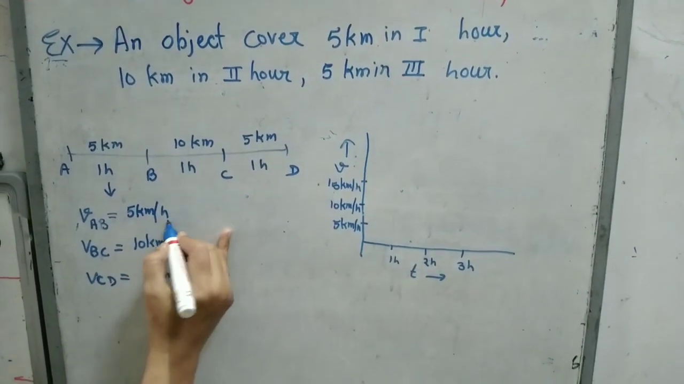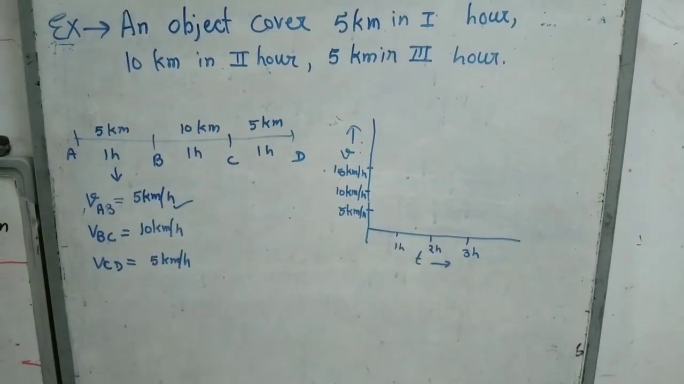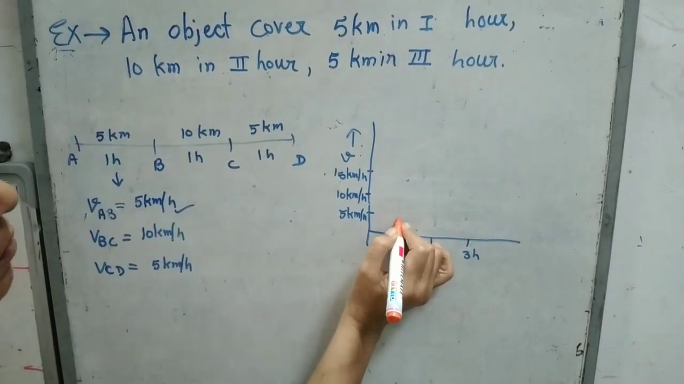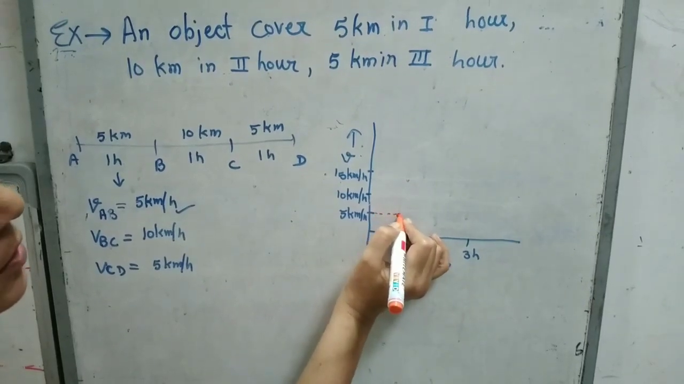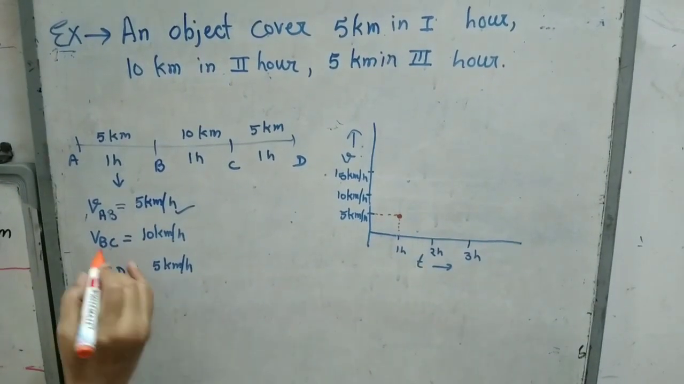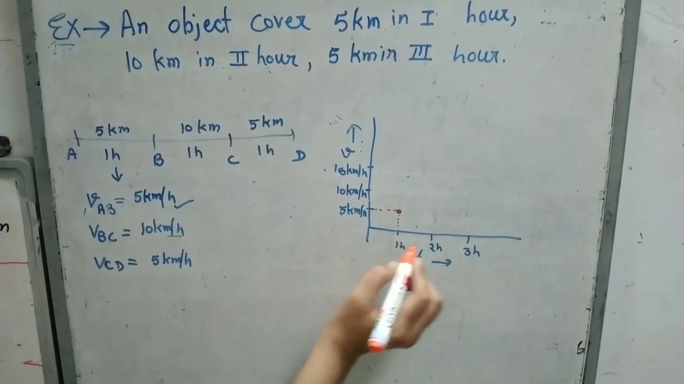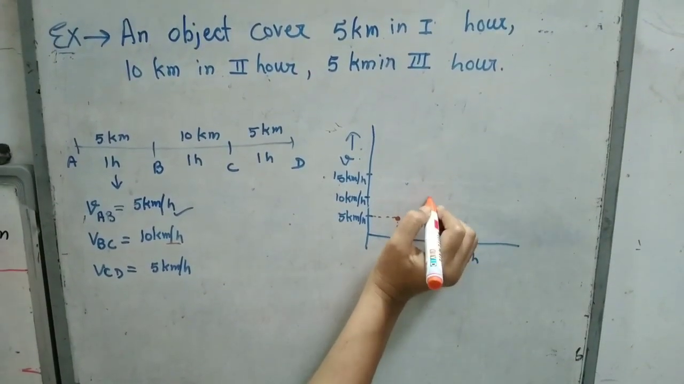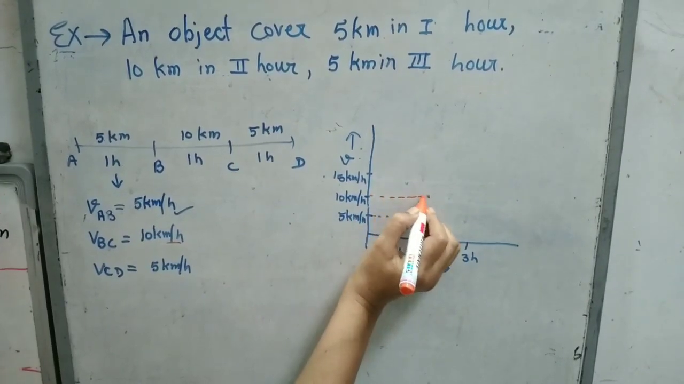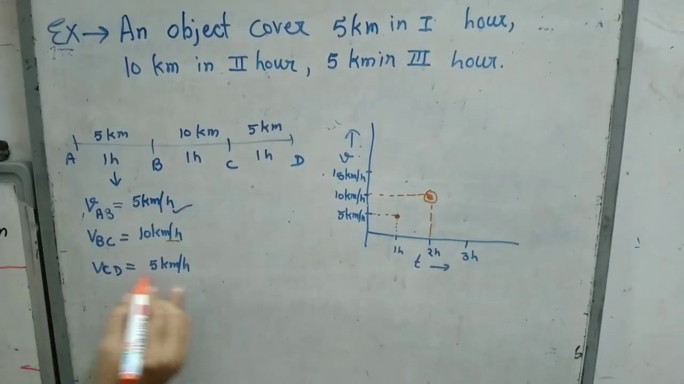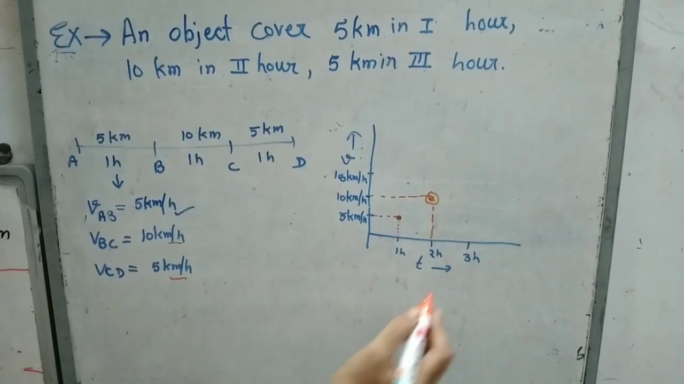Now, first hour velocity is 5, so we will join this. First hour 5 km speed is there. Okay. For second hour velocity is 10 km per hour. Second hour velocity is 10 km per hour. For third hour, velocity is decreased by 5 km.